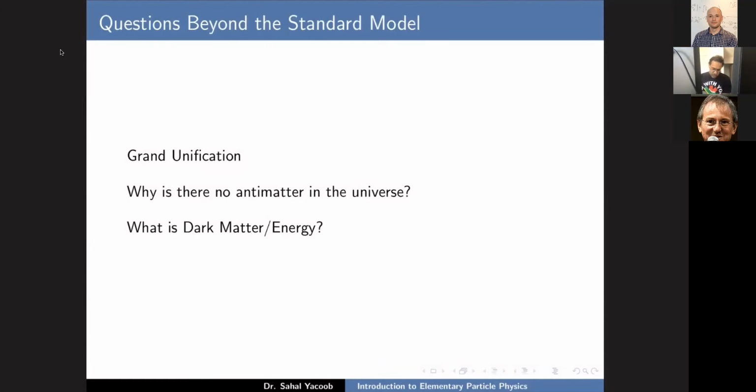So what are the unanswered questions we still have? I've just mentioned unification and theories of everything. We still don't really understand why, if the universe behaves the way particle physicists and astrophysicists think it does, there's no antimatter in the universe. We see lots more protons than antiprotons. And we don't have good candidates for dark matter and dark energy.